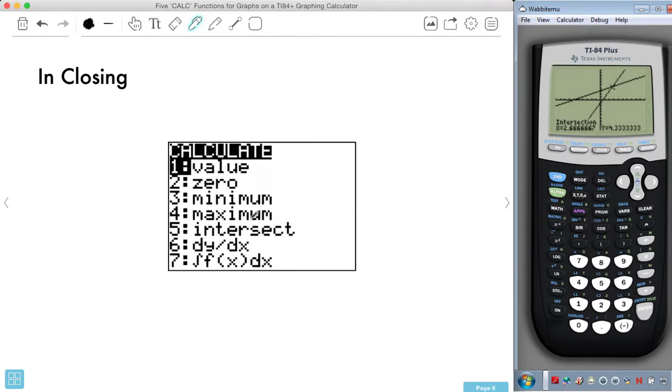So to close, that was a quick look at the Calculate menu. You will be asked to use those first 5 functions a lot in Applied 30 and 40S. The 6th and 7th don't get used in high school mathematics. They're both calculus related things to look at on a graph, so you only have to worry about the first 5.